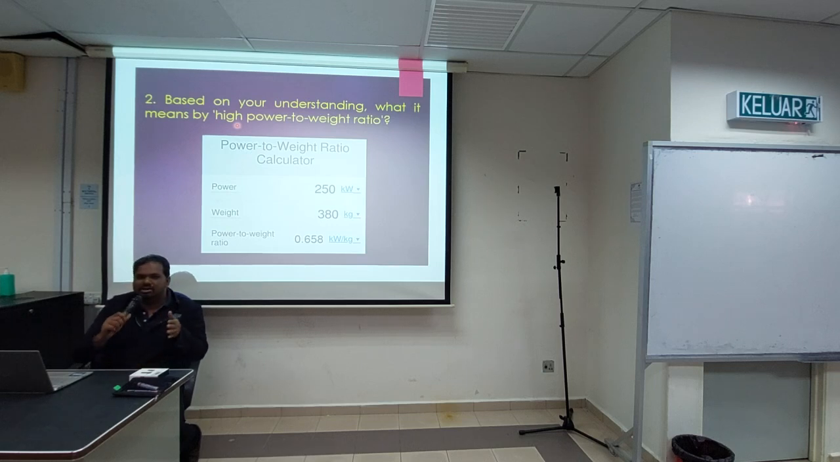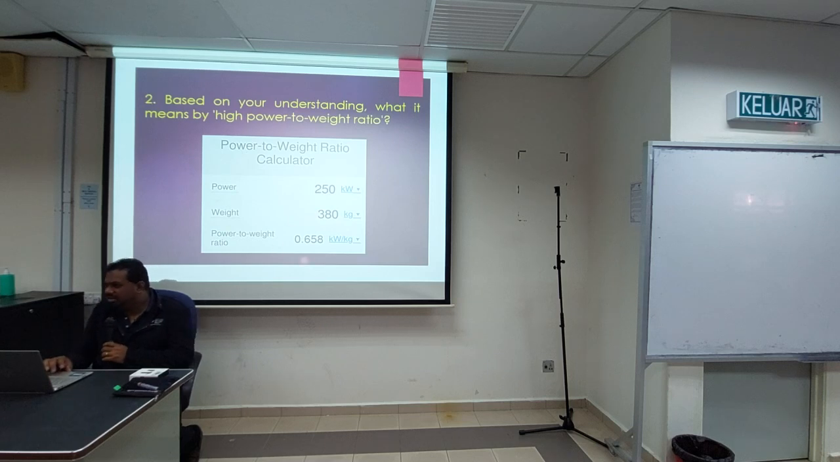So if you are designing a system to just do one small task, you tak perlu ada high power to weight ratio. But if you want the system to do multiple work at a different rate, pastikan it has a high power to weight ratio. Okay, so ratio dia tinggi. So yeah, in industry when you are designing a system, engineers always will calculate power to weight ratio. So pastikan dia more closer to one. So one or above will be better.